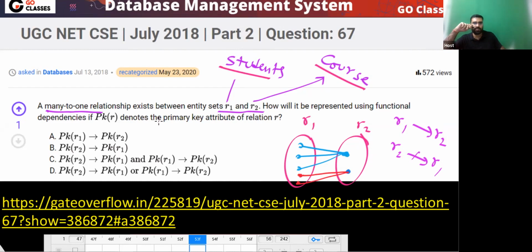So you can notice what I can say: if this is the primary key of relation R, then this primary key will determine this primary key. So the answer will be option A. Okay, so this is a simple question. Is this clear? Let me know.